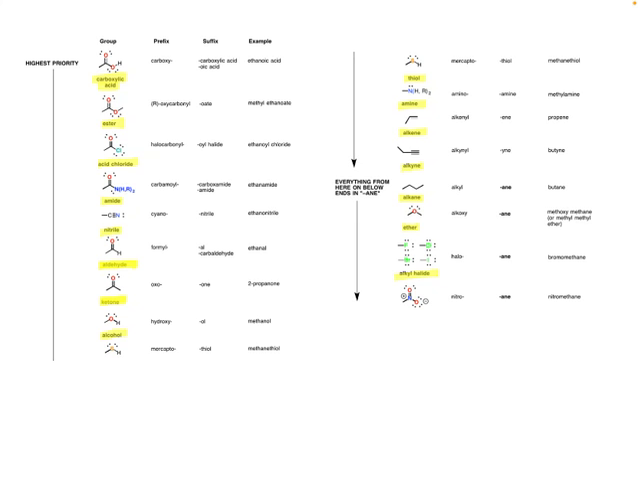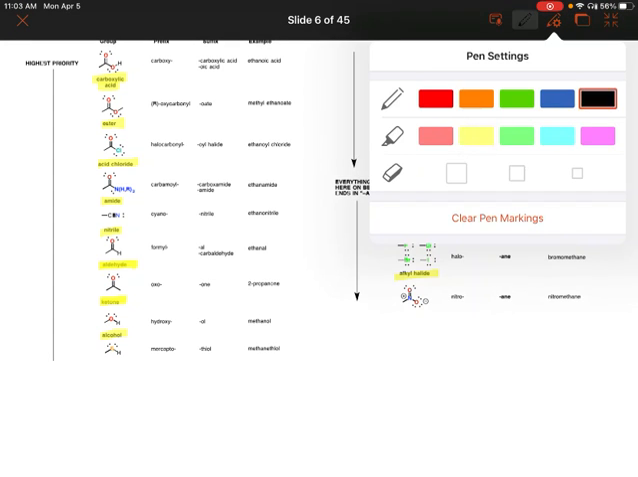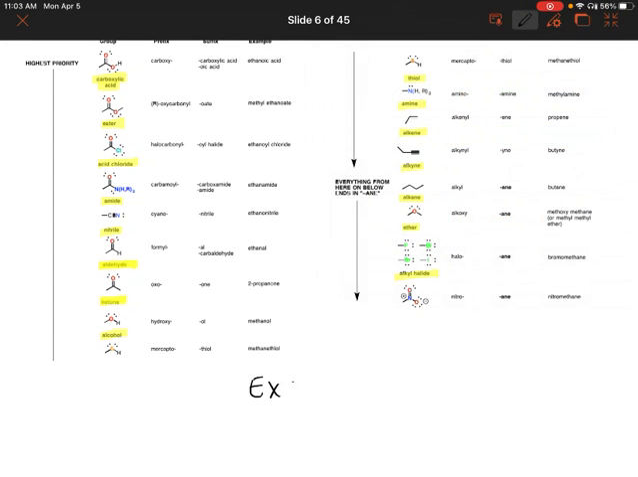But typically the more complex a group is, the higher in priority it is, for instance. But let's look at an example. So let's say we have the following, and we have to name this molecule. So what type of functional groups do we have here?